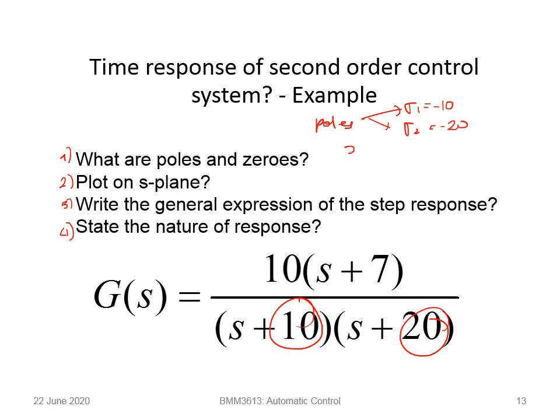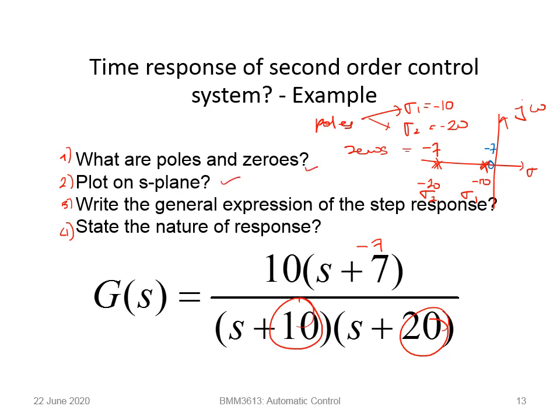And then what are the zeros? Now we have a zero. The zero is at -7. Plot it on the S-plane. Let's plot together. So we have sigma and j omega axes. We have -20 for sigma 2, -10 for sigma 1, and we have 0. We have to plot the zero. If you plot poles by marking X, for plotting zeros you mark a round circle. So at -7, you have the zero. So we've settled these 2 questions.